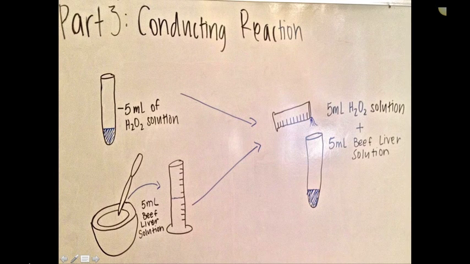Part 3. Conducting the reaction. 5 milliliters of the hydrogen peroxide are added to a test tube. Using a transfer pipette, 5 milliliters of the beef liver are added to the test tube. The height was collected after 15 seconds, or if it overflowed, the time it took to overflow was measured.